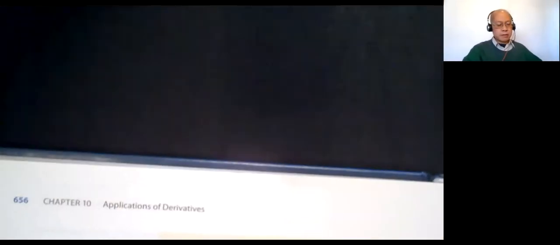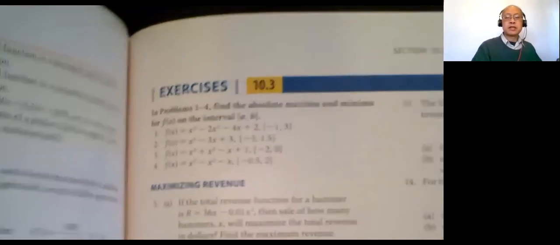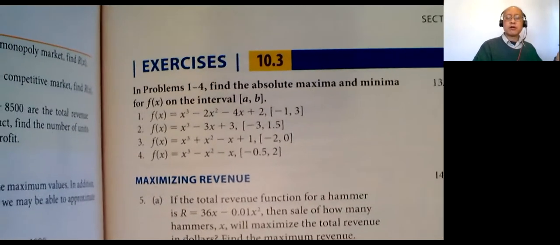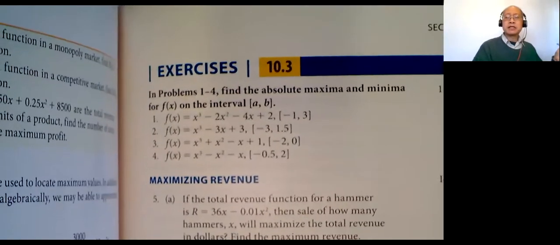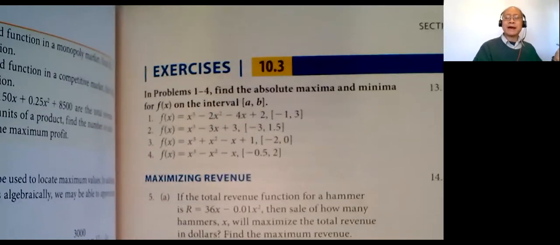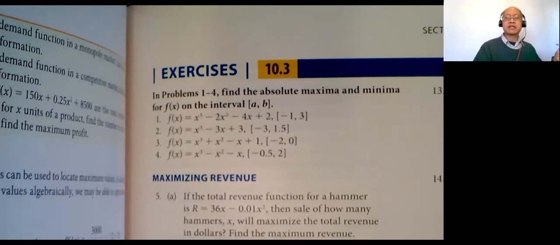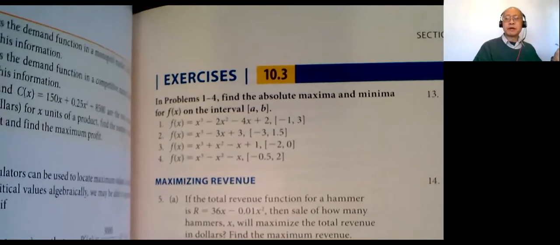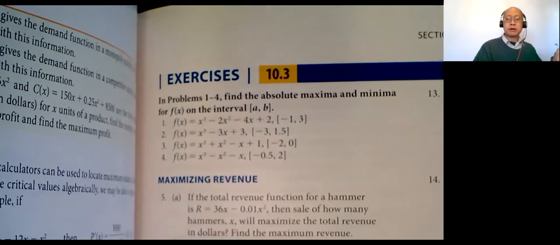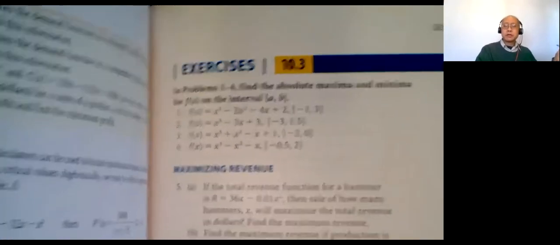All right, so what does that mean for finding maxima and minima on a closed interval? So that's 10.3, 1 through 4. Find the absolute maxima and minima. Again, maxima is the plural of maximum. One maximum, two maxima. You're not supposed to say maximums. Minima, plural of minimum. One minimum, two minima. Okay. There's only 4 problems.